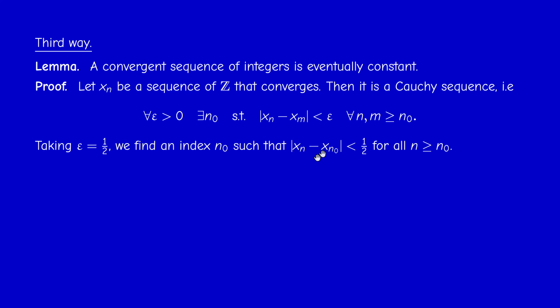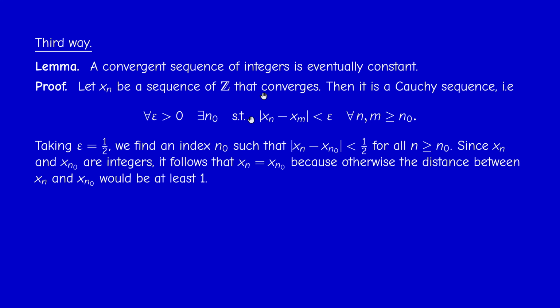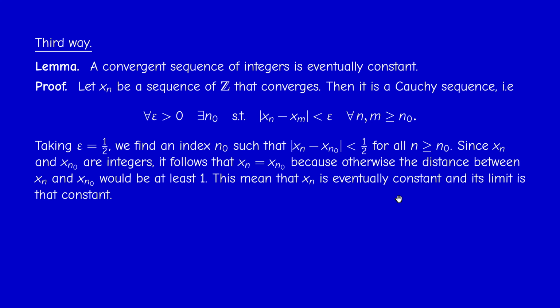Now, if two integers are different, then their difference is at least 1, because between, let us say, k and k plus 1, or k and k minus 1, there's no integer. So if the distance between two integers is less than 1/2, then necessarily the two integers coincide. Okay? And that's it. This proves the lemma. So starting from n0, xn is equal to xn0. Okay? And since xn is convergent, then the limit must be xn0. So it stabilizes at xn0. So easy enough. Okay, and this is what I mean by eventually constant.